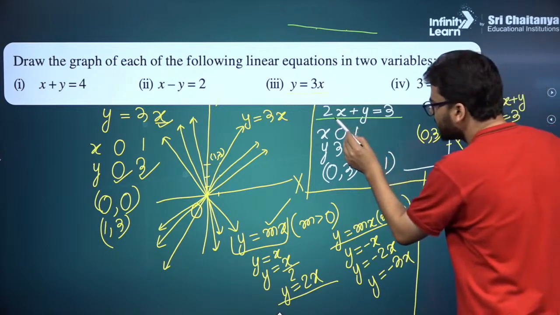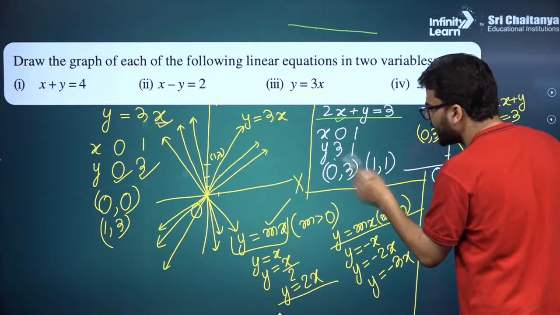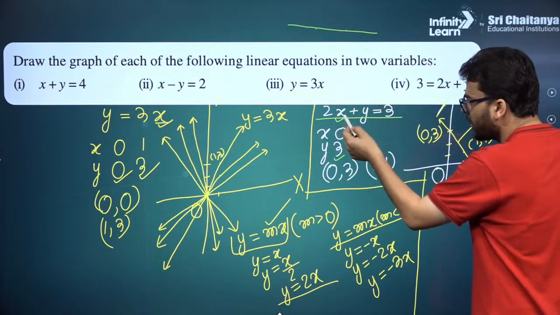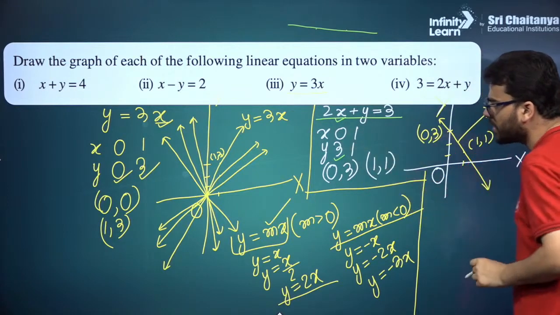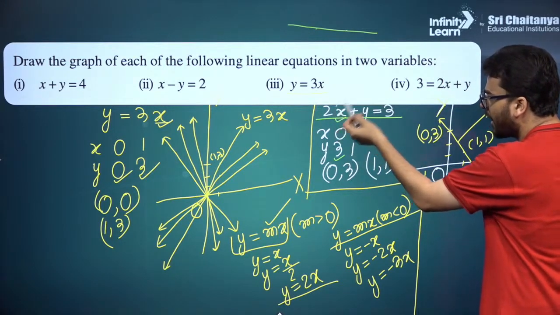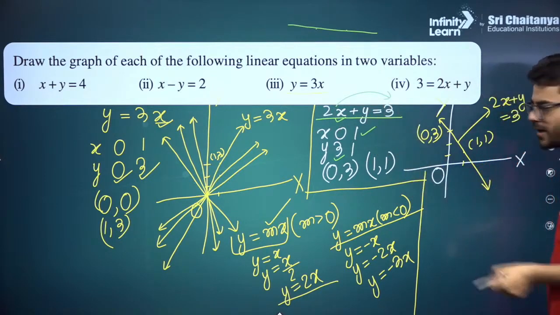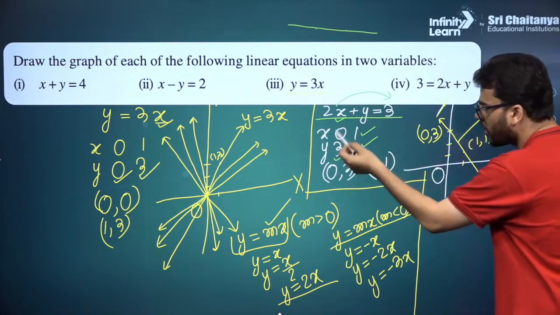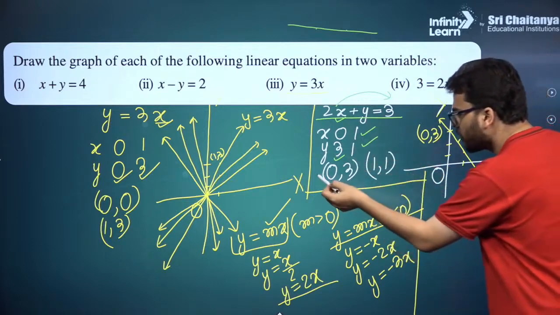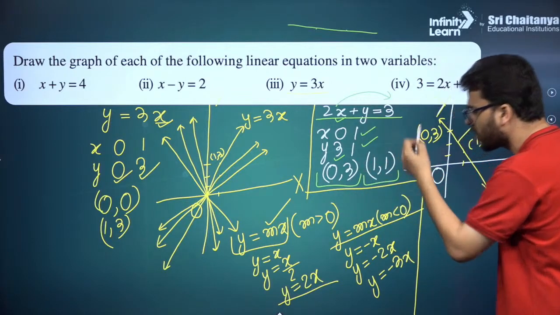So if I take x is equal to 0 over here, sweetie, you'll get y is equal to 3, or not, from this equation. If you put x is equal to 0, 2 into 0 is 0, so y is equal to 3. If you put x is equal to 1 over here, you'll subtract from the other side, so 3 minus 2 is 1. So therefore, in order to draw the graph of this linear equation in two variables, we have to plot the points (0, 3) and (1, 1).